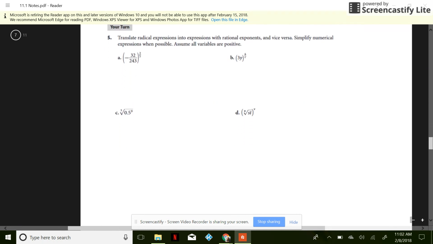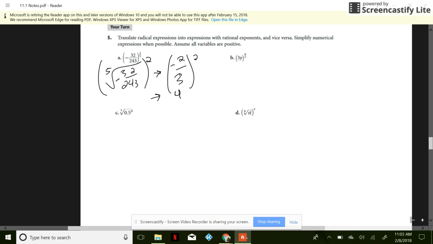So we want to write these into more rational expressions. So with this one, I'm going to take the fifth root of the negative 32 over 243 and then square that. I know that both of those are perfect fifths. You can check those on your calculator. I'll probably show you that in the next video. But the fifth root of each of those would be negative 2/3. So then you square that to get 4 over 9. So that's the simplified version there.